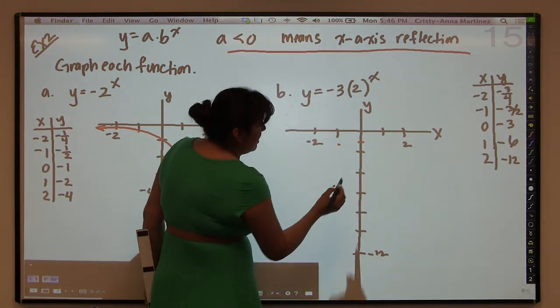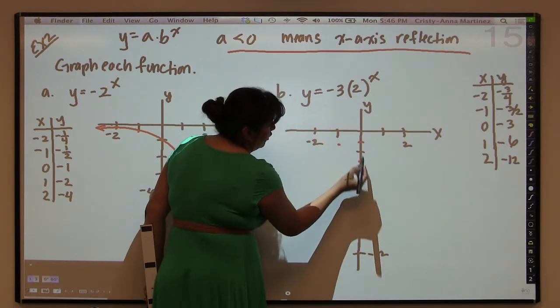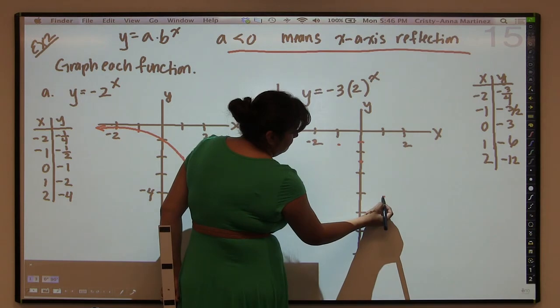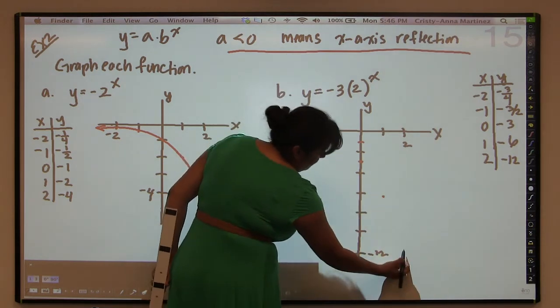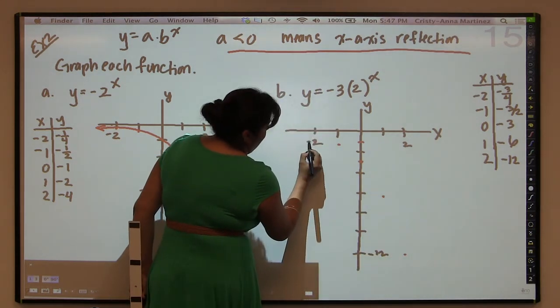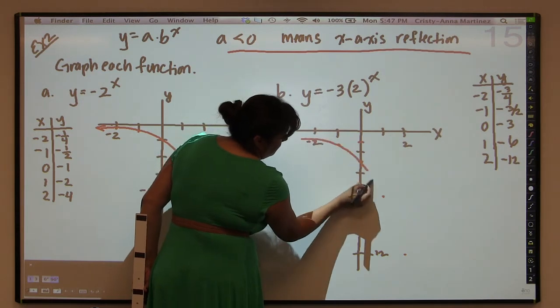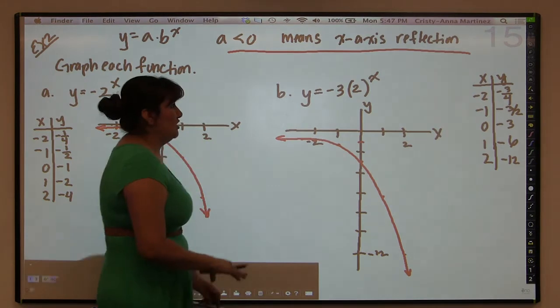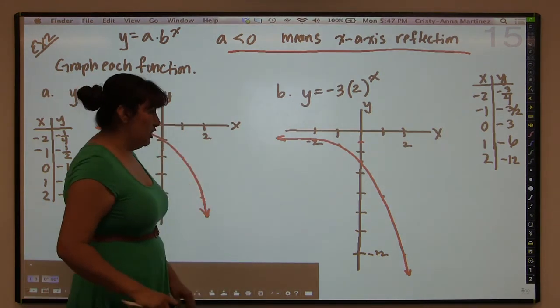And then we're going to have 0, -3, so that's right here. Remember, we're going by 2's. When x is 1, we're at -6, 2, 4, 6. And at 2, we're down at -12. And you can see how the graph is basically a reflection of the x-axis from the one that we did earlier.